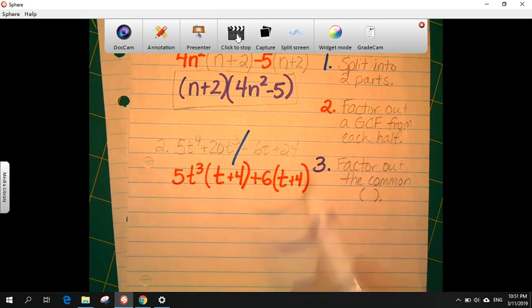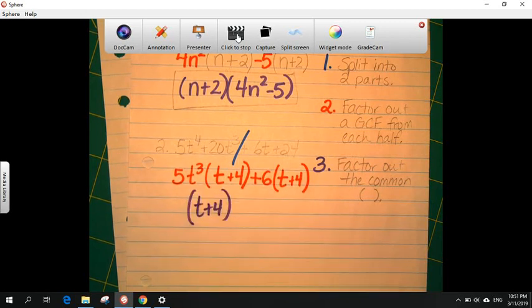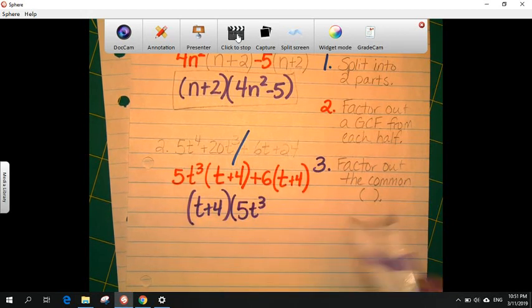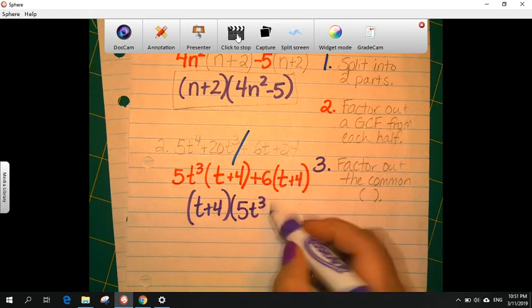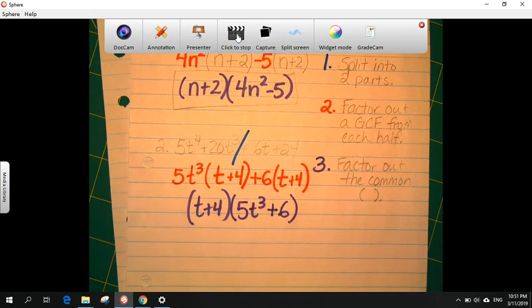Step 3 is to factor out that common parentheses. So the t plus 4, it shares that the same for both of them, so that's part of the answer. And then the other part that we pulled out, that is the second set of parentheses. 5t to the 3rd, and this is why we need the plus, because we have to say plus 6. And there we go. That one is done.